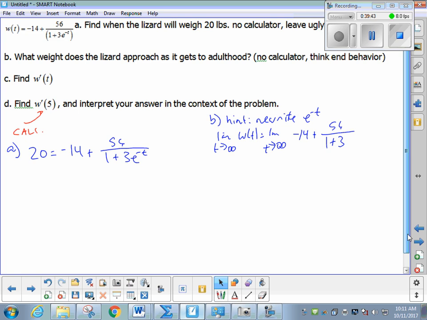You do not have to simplify your derivative in part C because the interpretation in B is calculator.